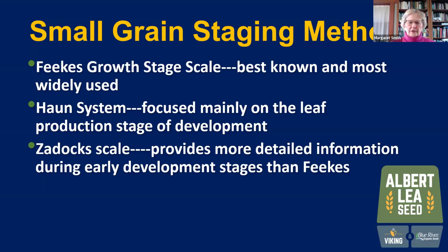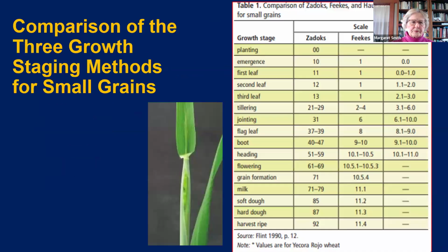And interesting, this is just different places. I believe all of these were developed in Europe, in Northern Europe, where small grains are a primary crop, whereas we developed the corn growth development guidelines in the Corn Belt. So here's a comparison of those three methods.